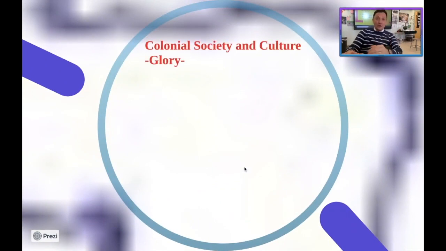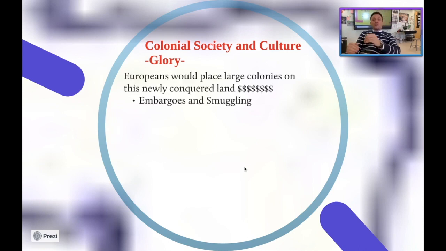So keep going, though. Colonial society and culture is also going to boom during this time period, okay? The big thing you need to understand is that Europeans are going to place large colonies on this newly conquered land. You're going to see the growth of places like Puerto Rico, for example, a very large city that started out as a Spanish colony. Puerto Rico actually is literally a Spanish name, meaning rich port, or a rich port city, okay?